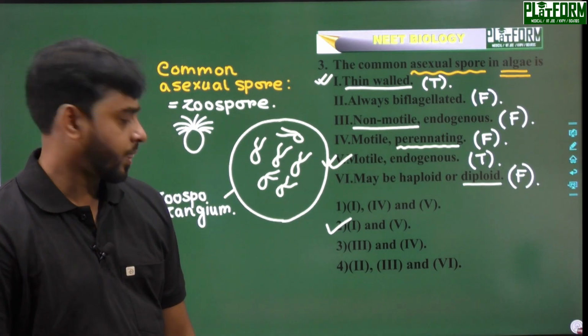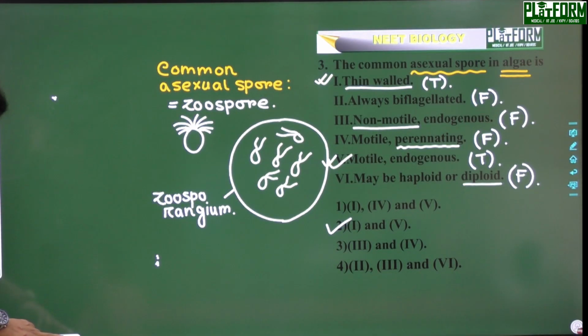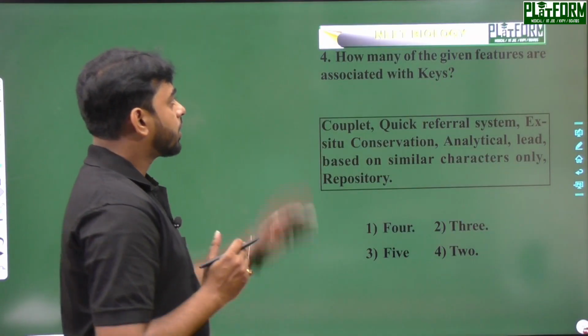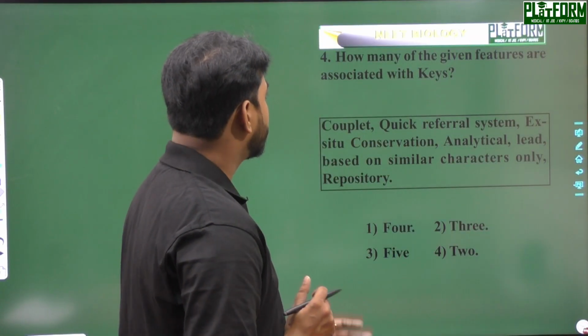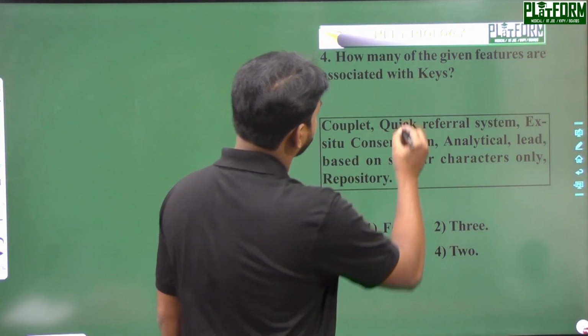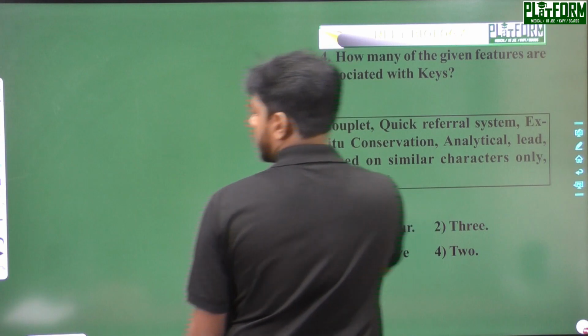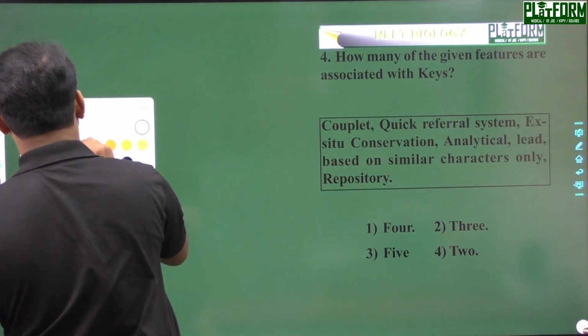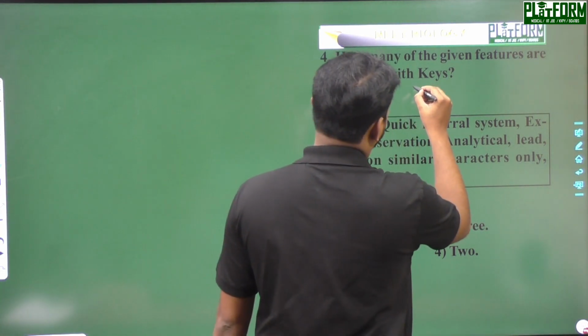Okay? So in question number 4, it is written, how many of the given features are associated with the word key?